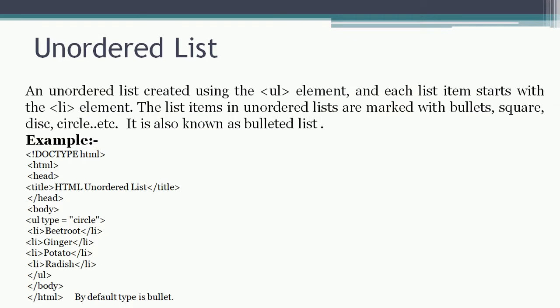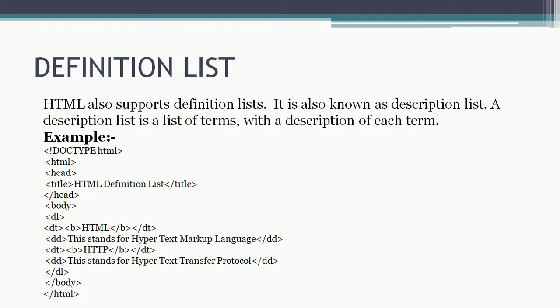We have another list, the last list. This is a definition list, also called a description list. HTML also supports the definition list. It has both a starting tag and an ending tag. This is the starting tag, and this is the ending tag of the definition list. Now we are going to present one example through which you can easily understand the lists.